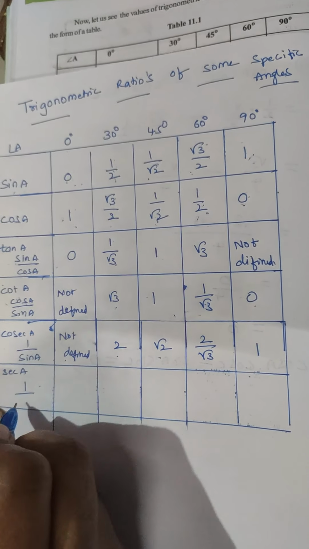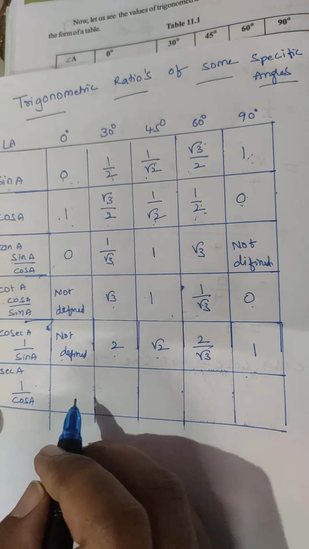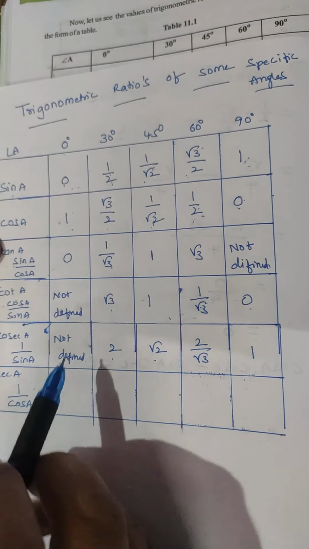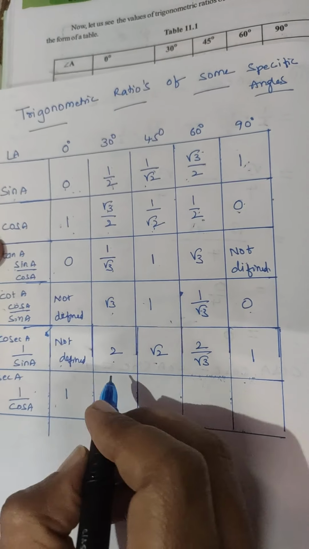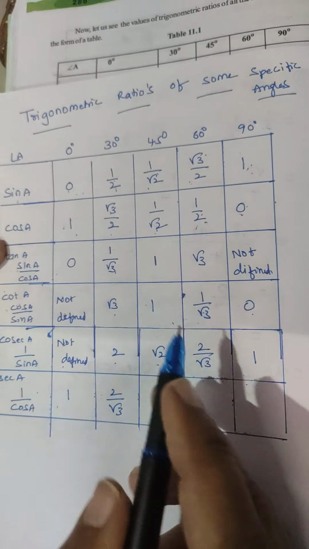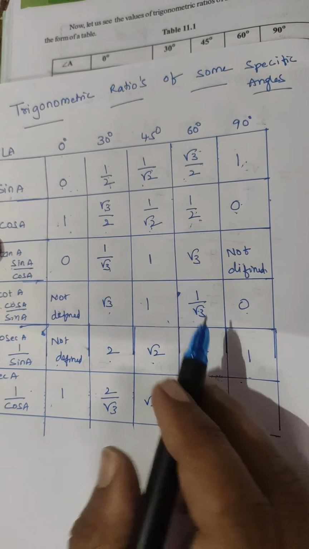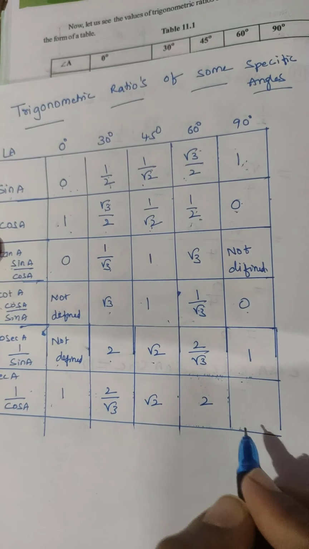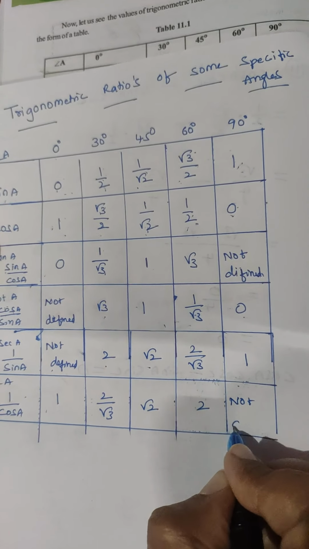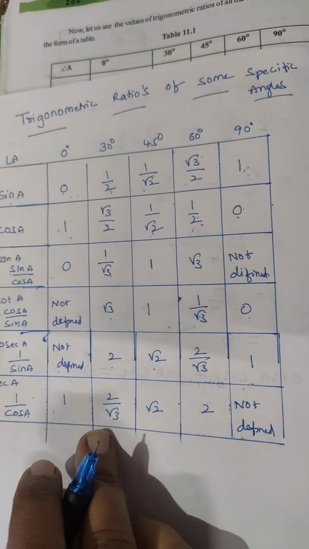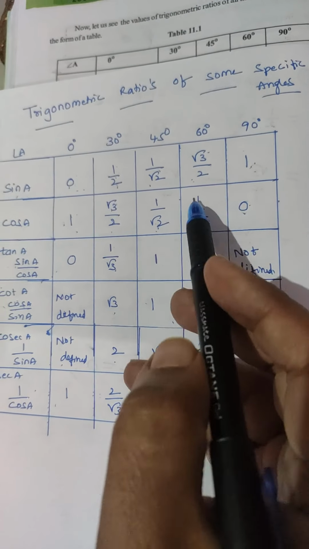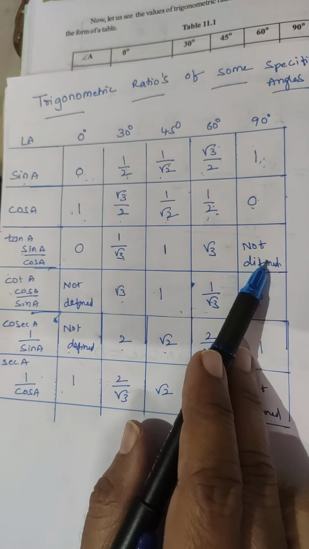Now sec. Sec is the reciprocal of cos, so sec A is equal to 1 by cos A. Whatever cos values you have here, write the reciprocals. 1 by 1 is 1. Reciprocal of root 3 by 2 is 2 by root 3. Reciprocal of 1 by root 2 is root 2 by 1. Reciprocal of 1 by 2 is 2 by 1. And reciprocal of 0, 1 by 0, is not defined. So if you learn the sine 5 values, then you can write all the other ratios' values also.